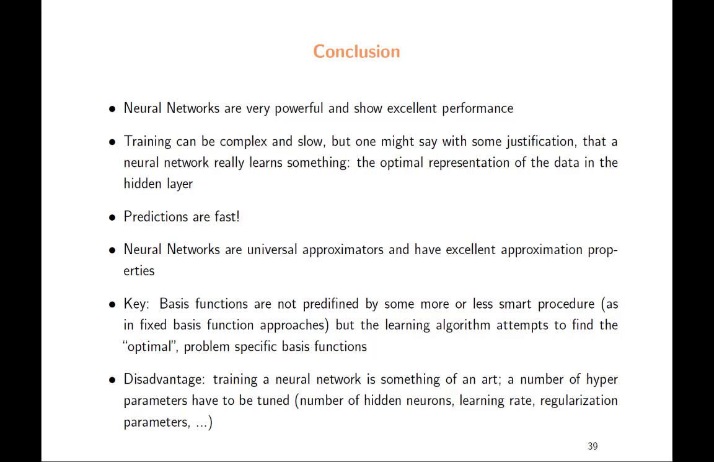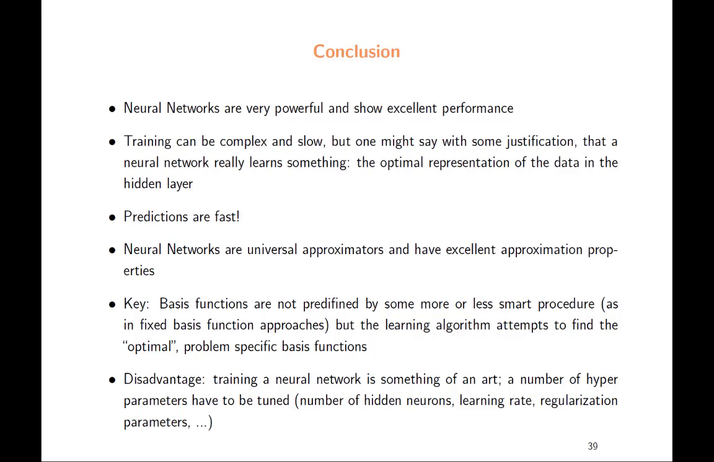But one can also say that a neural network really learns something, at least some people argue. There's an optimal representation of the data in the hidden layer. There's really some effort there. You can really call it learning. Whereas some people say if you just adapt the output weights in an RBF network, that's not really learning. But I think it's a matter of opinion.